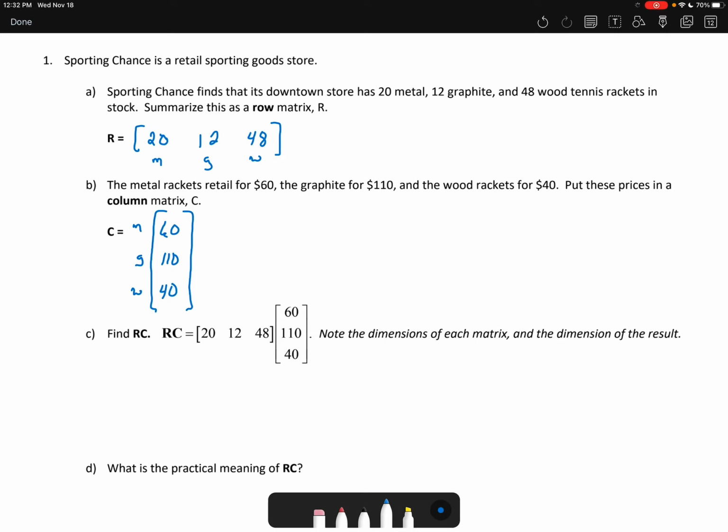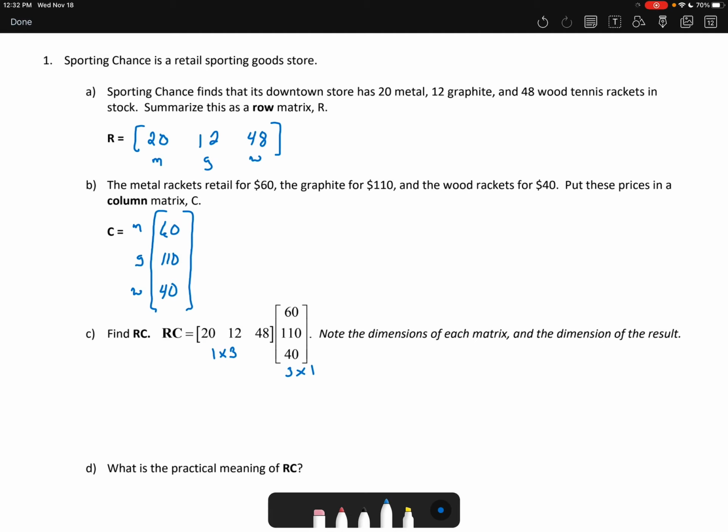Now we want to find R times C. So we want to multiply the row matrix that we made in part A with the column matrix that we made in part C. It says note the dimensions of each matrix as well as the dimension of the result. Okay, so what I'm going to notice here is R is a row matrix, one row by 3 columns, and C is a column matrix, which is 3 rows by 1 column. And I don't know the dimension of the result yet. We'll write that down when we get there.